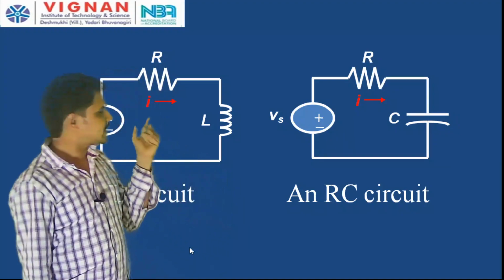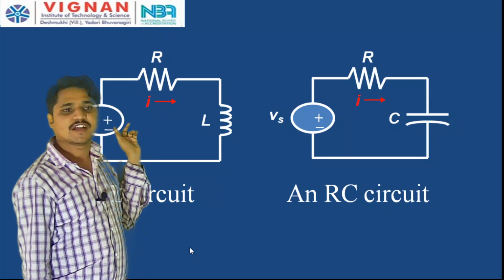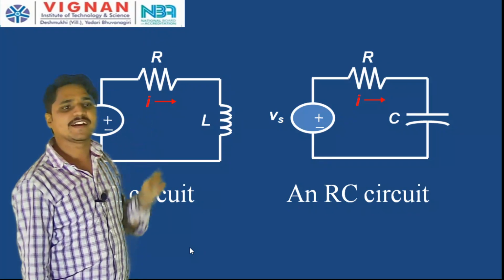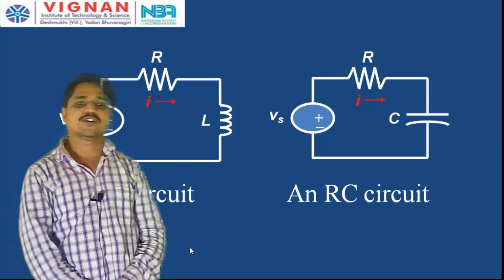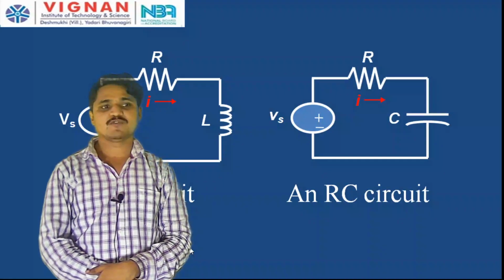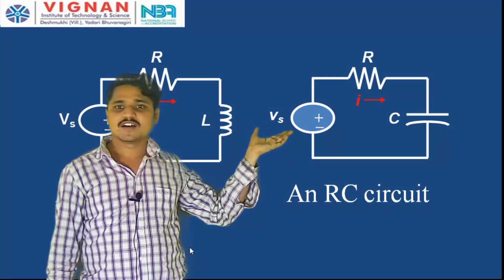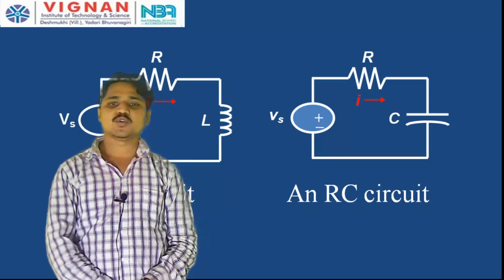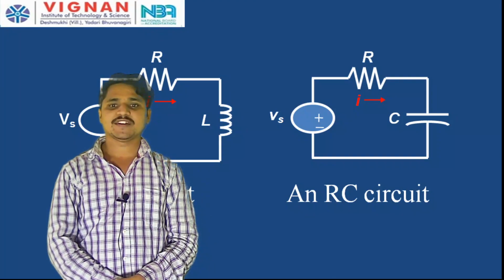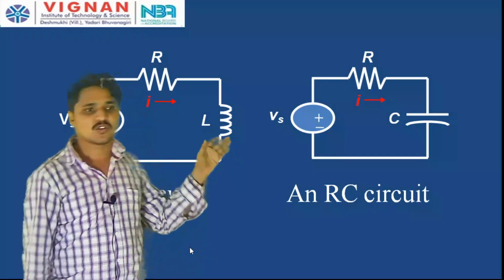If you apply Kirchhoff's voltage law in the first circuit, that is the RL circuit, what is the KVL? Vs is equal to R into I plus L into di by dt. The voltage across an inductor is L into di by dt, and this di by dt is a first order term. Therefore, we call this a first order circuit. For the capacitor, the current flowing through it is I equal to C into dVc by dt. So, dVc by dt is the first order term. Therefore, this circuit is also a first order circuit.